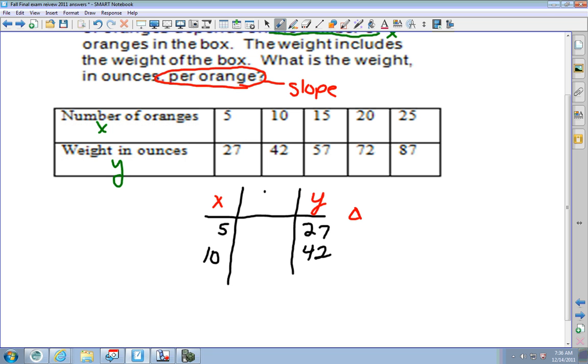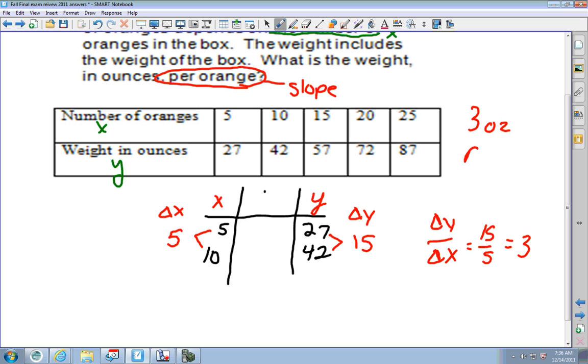To find the slope, we will do delta y, which is 42 minus 27, which is 15. Delta x, 10 minus 5 is 5. Now you do delta y over delta x. 15 over 5 is 3. So it says, what is the weight in ounces per orange? It is 3 ounces per orange.